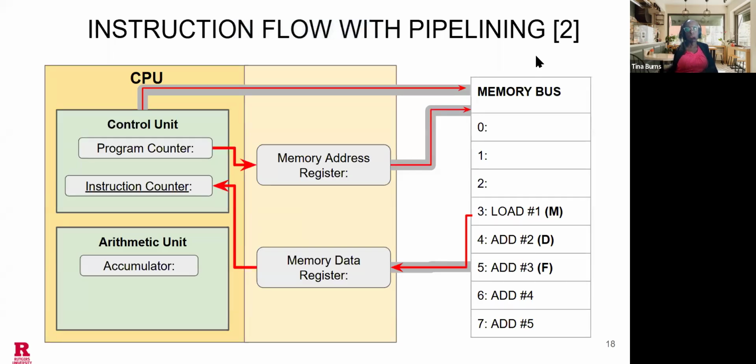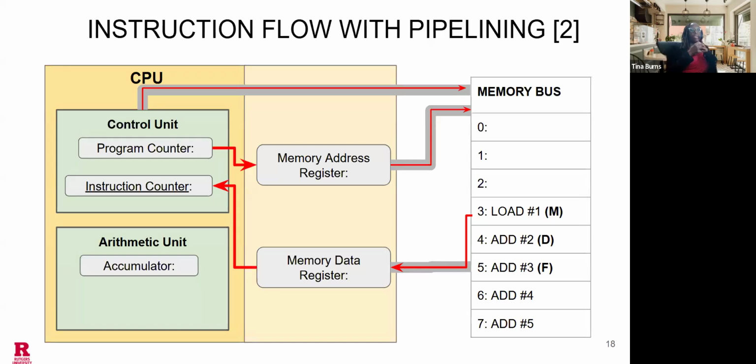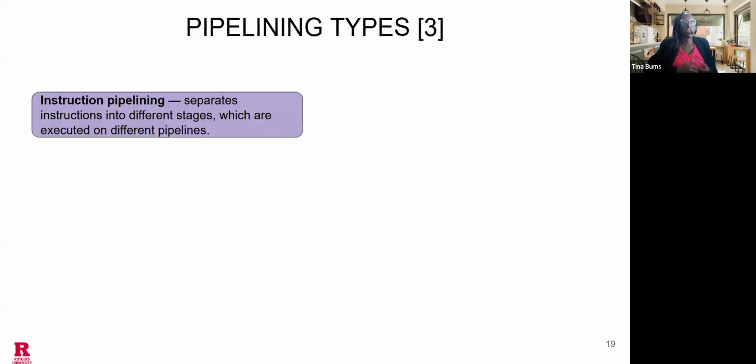Okay, now the next thing I'm going to do is talk about all of the stuff that we dealt with here. We were using what's called instruction pipelining. That means for my instructions, that is what I'm using to maximize efficiency. That's what I am using to pipeline. But there are other forms of pipelining too. Instruction pipelining separates your instructions into different stages, and then they are operated on in these different stages in these different pipelines.